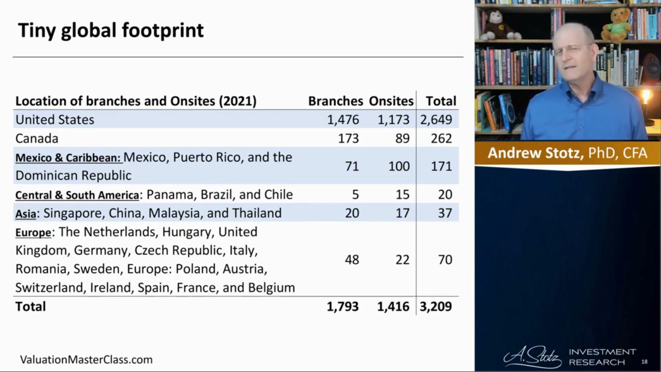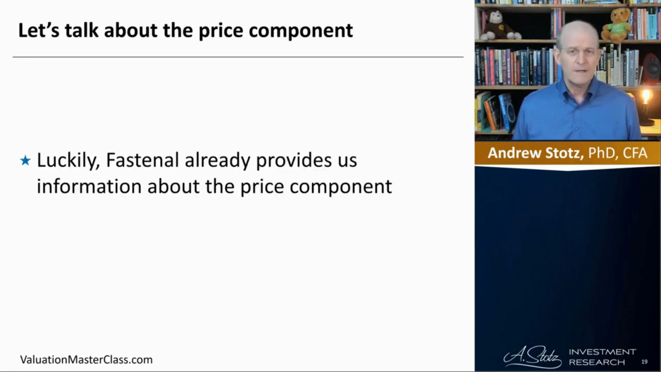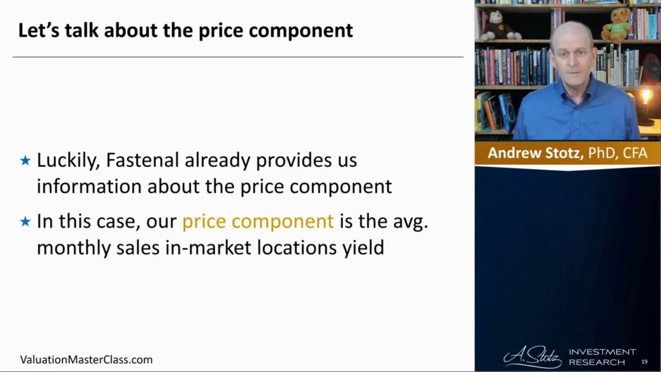What do you think about the infrastructure issue? My perception of that is it's probably not as big a problem as they think. Now let's talk about the price component. Luckily, Fastenal already provides us information about the price component. In this case, our price component is the average monthly sales in market locations and yield.